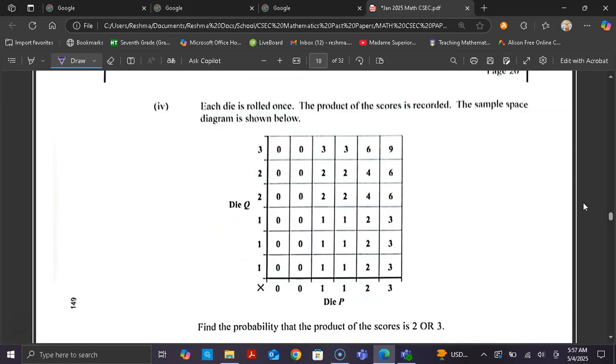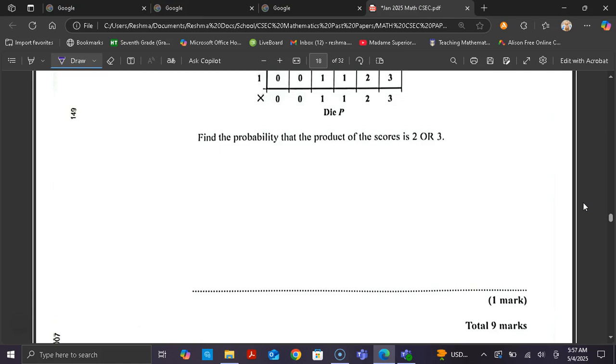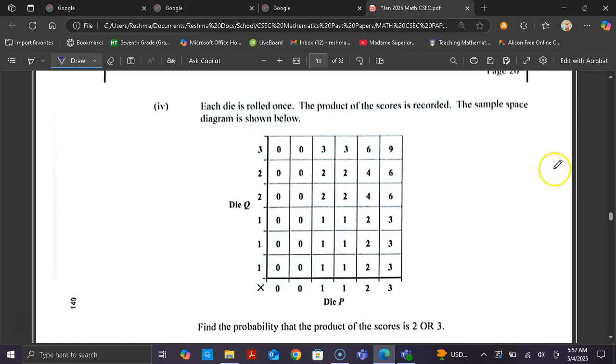Okay, so let's go on to the last part, part 4. Each die is rolled once. The product of the scores is recorded. The sample space diagram is shown below. Find the probability that the product of the scores is 2 or 3. Okay, and this is worth 1 mark. So you're expected to use the sample space diagram, and this hasn't come in a while in CSEC. This normally comes in AdMath.